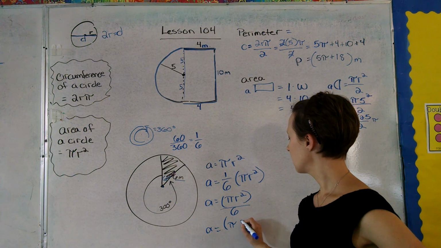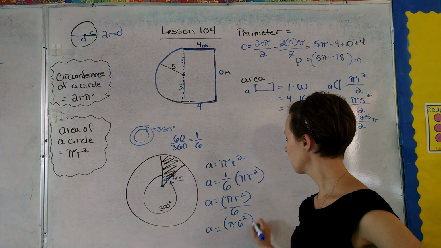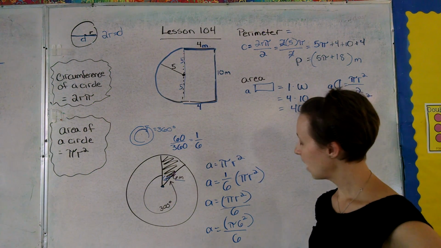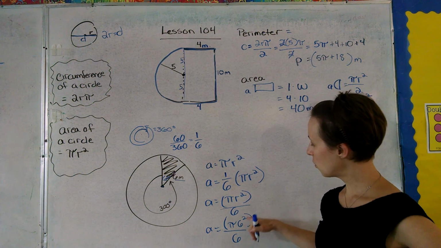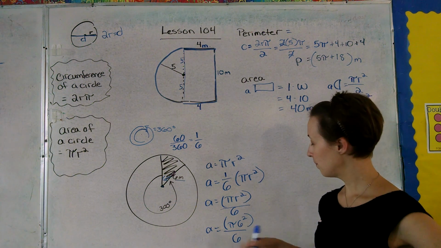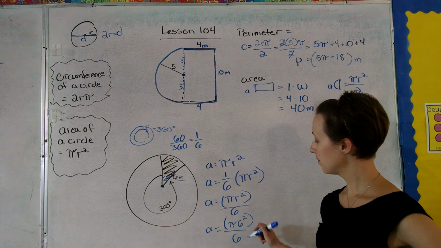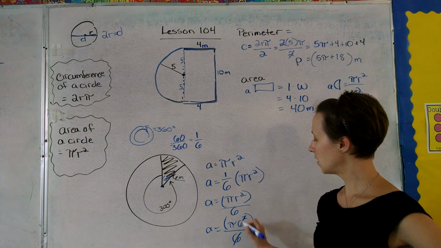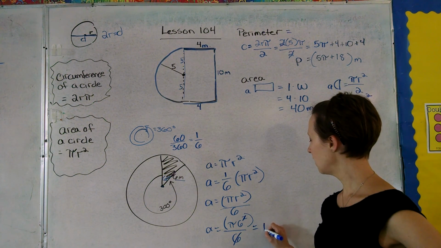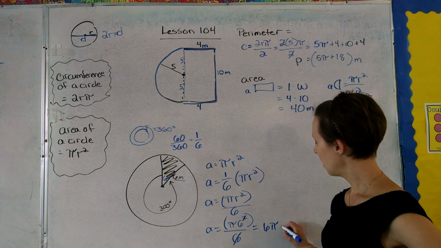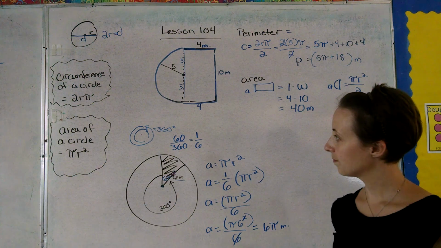Pi times 6 squared divided by 6. I have two choices here. I can square 6 and then divide 6 out. Or I know that 6 squared is 6 times 6, so I can cancel 6 out of the top and the bottom. That leaves me with 6 times pi. And my answer would be in meters.